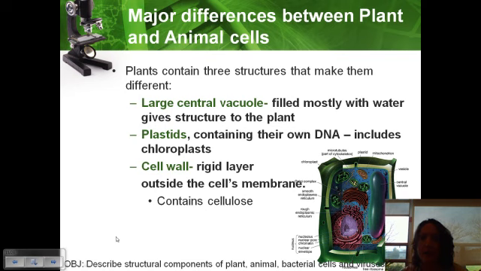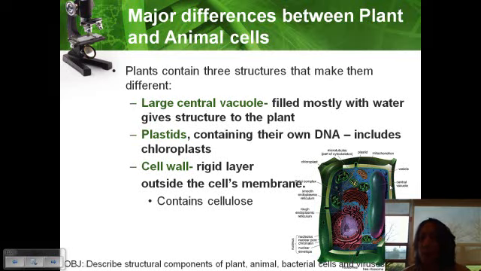Okay. The other thing that you need to know is the three major differences between plant and animal cells. So plants contain three structures that make them different. First, they have a large central vacuole. That's filled mostly with water, and it pushes out on the cell wall of the plant and gives the plant structure. If you don't water your plants, they wilt, and that's because they've lost the water in their central vacuole. And when you water them again, if it hasn't been too long, that central vacuole will fill back up with water, and then they'll be able to be upright again.